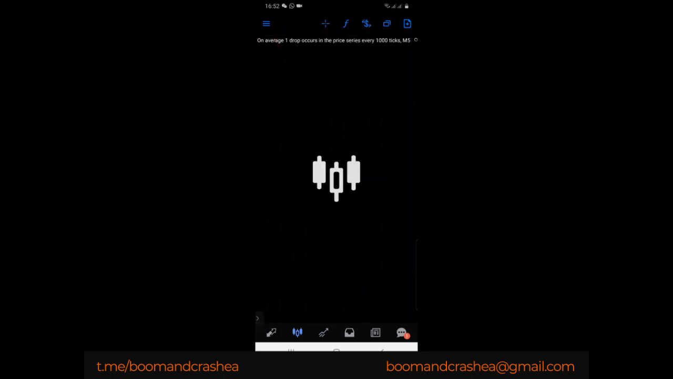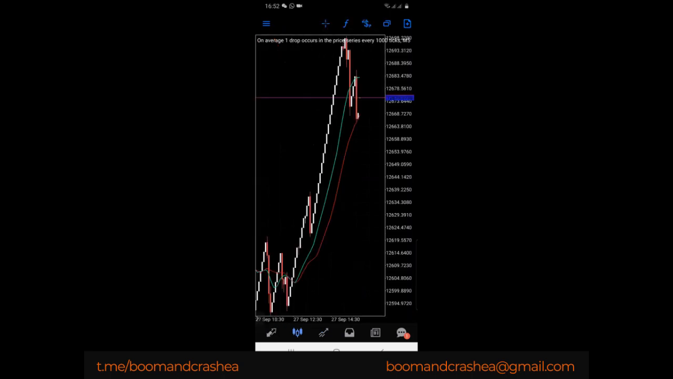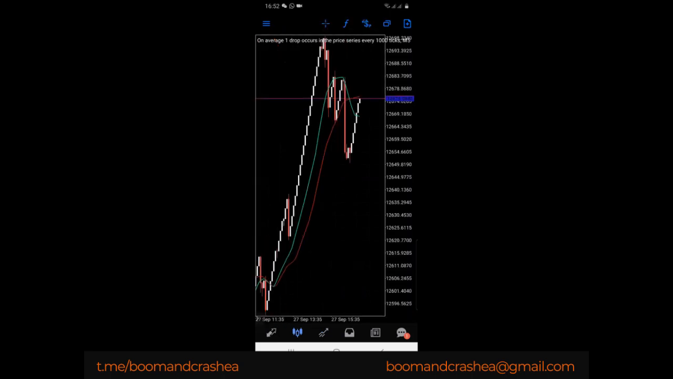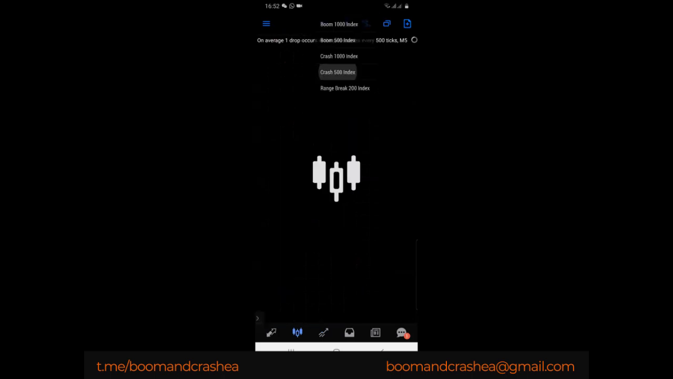So I'll go for Crash 1000. Crash 1000 is buying at the moment. If you watch closely, the green has already crossed the red down. So it's supposed to be a sell move, right? But in this case, it is buying because crash is already a buy trend. So I wouldn't go for this. I'll search for another opportunity, go for Crash 500.